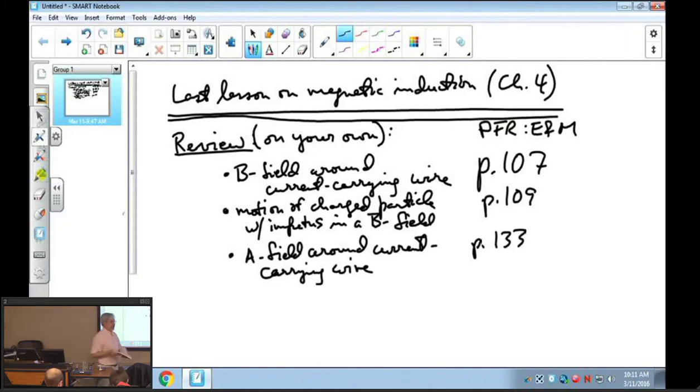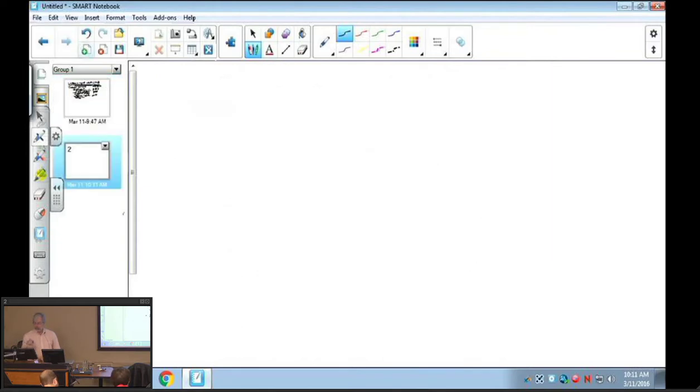Make sure you understand those details really well, because all of this comes into play in terms of the induction in Chapter 4. You have to understand these really well so you can get all of the factors that go on in magnetic induction. Okay, so I'd like to begin today by reviewing the proper understanding of Faraday's law.